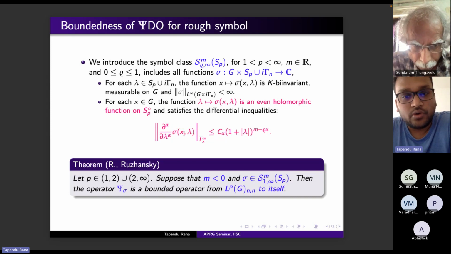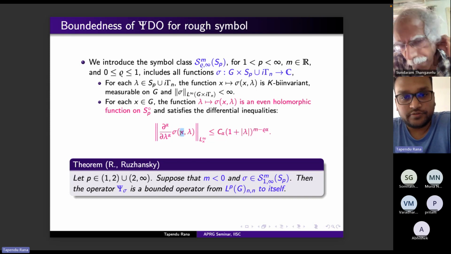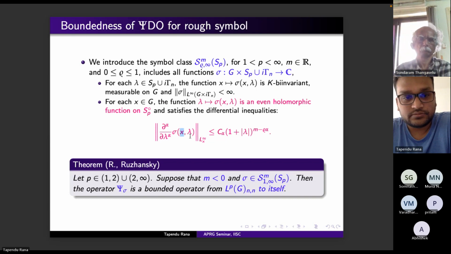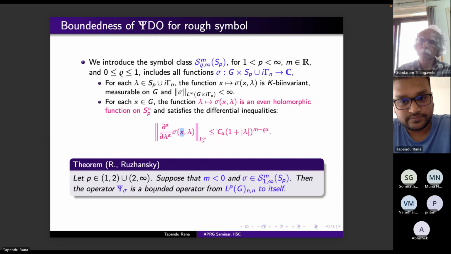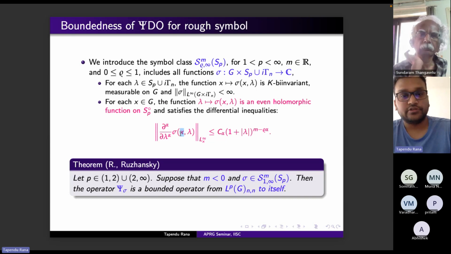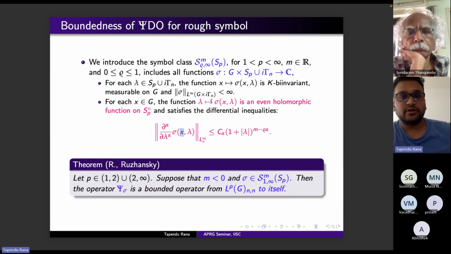So here also, we didn't assume any regularity condition on the space variable. Then we prove that for p in (1, 2) or (2, infinity), and m less than 0, if we take a symbol from S^m_{1,infinity}(S_p), then the associated Fourier multiplier operator psi sigma is a bounded operator from L^p(G/K) into itself. In this result, we didn't use any regularity condition on the space variable, and we also produced some examples which belong to this symbol class.